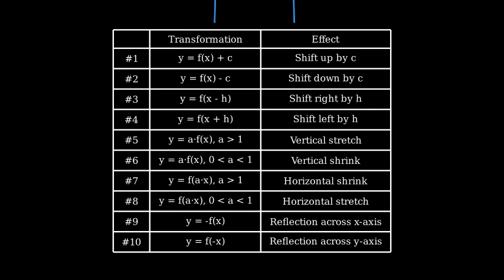3. Vertical stretching and shrinking. y equals a times f of x stretches vertically by a if a is greater than 1 and shrinks vertically if a is between 0 and 1. 4. Horizontal stretching and shrinking. y equals f of (a times x) shrinks horizontally by a if a is greater than 1 and stretches horizontally if a is between 0 and 1.